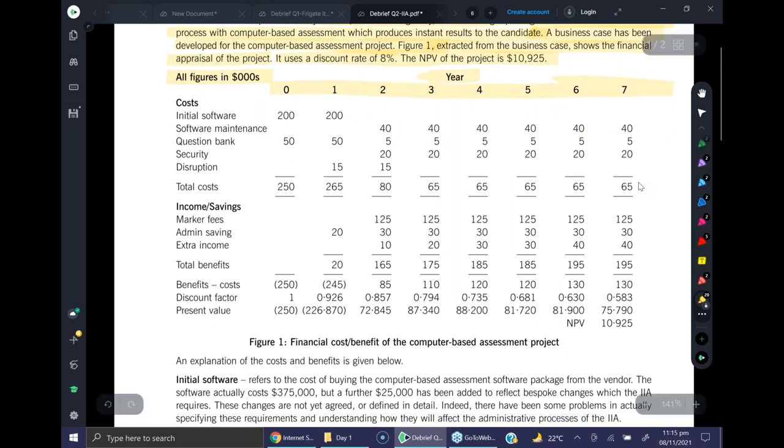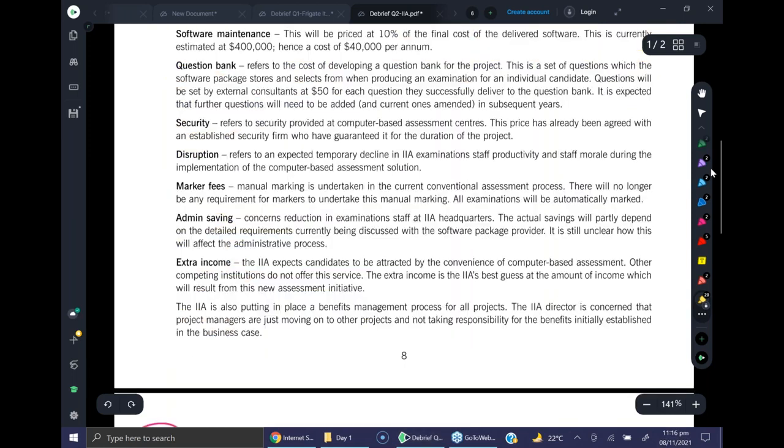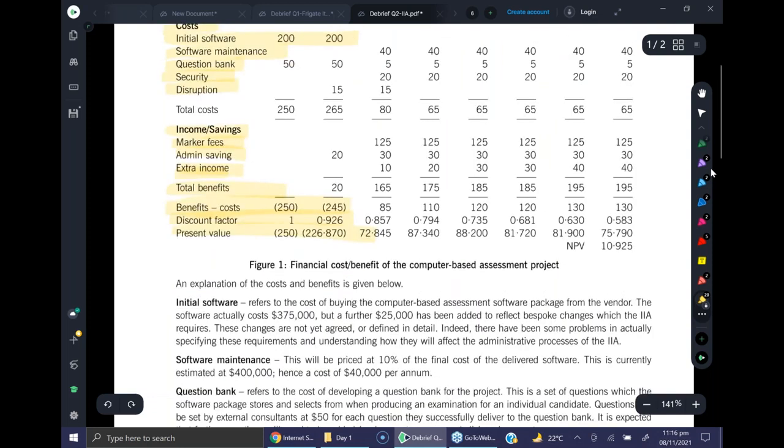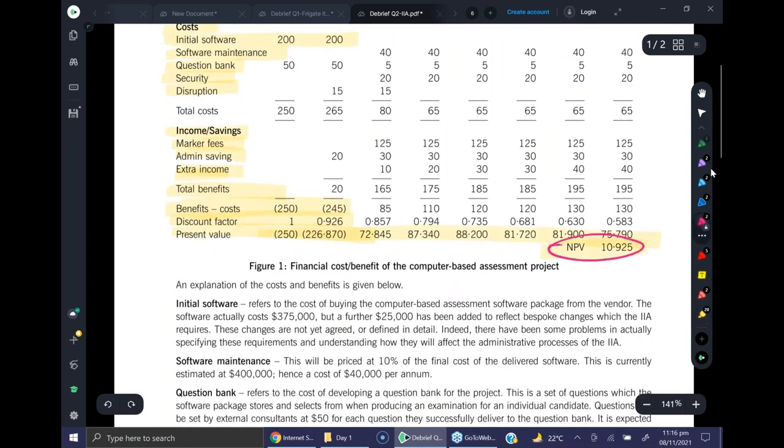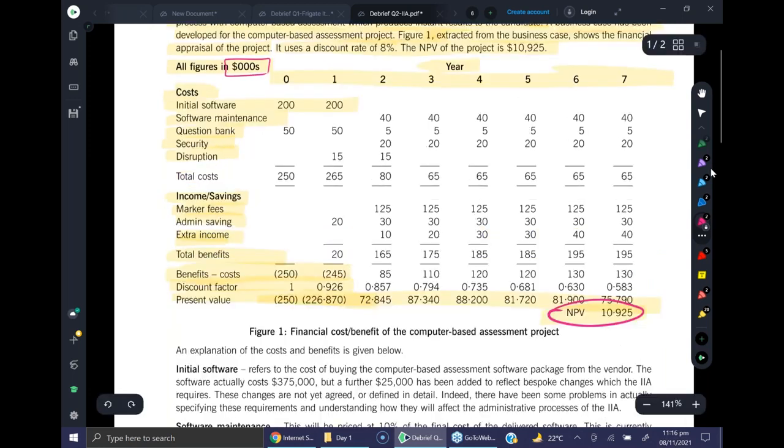Okay, so we are given the costs, right? And then we have incomes, then we have total benefits, then you have net benefits, and the discount factor is applicable, present values are calculated, and eventually the net present value is calculated based on these numbers, right? So NPV is 10.925, which means if you remove the rounding off, it is 10,925. Is that clear so far? And please tell me, what's the discount rate, by the way? The discount rate is 8%.